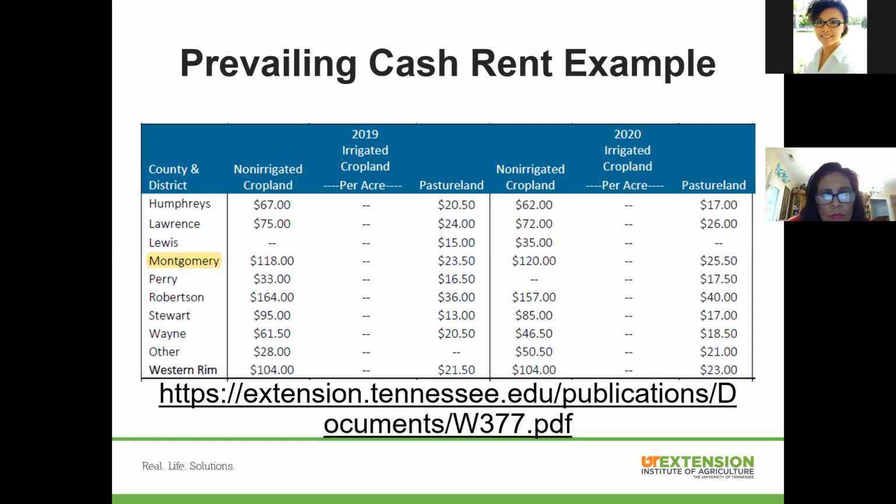For Montgomery County, for pastureland, the average rental rate for 2019 is around $23.50. And you can see the right-hand side is 2020. The survey shows the land rent increased by $2 for non-irrigated cropland, and for pastureland it also increased on average $2 per acre. You can find that information at the link below this slide, and I can also send you this publication for last year.